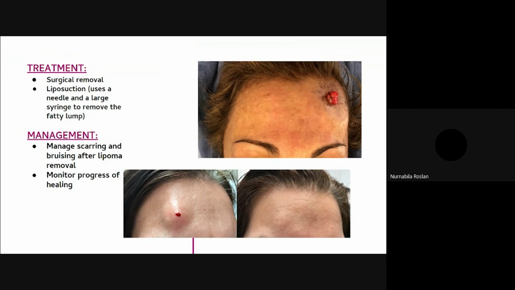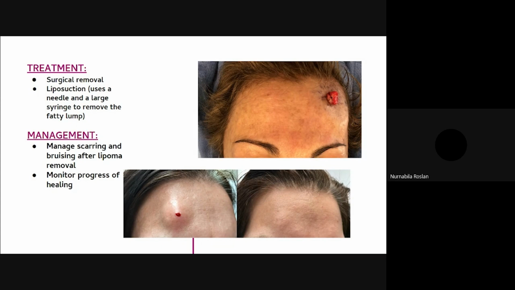So for the treatment, what can be done for this lipoma is surgical removal. Most lipomas are removed surgically by cutting them out. Recurrence after removal is usually uncommon. Possible side effects are scarring and bruising.